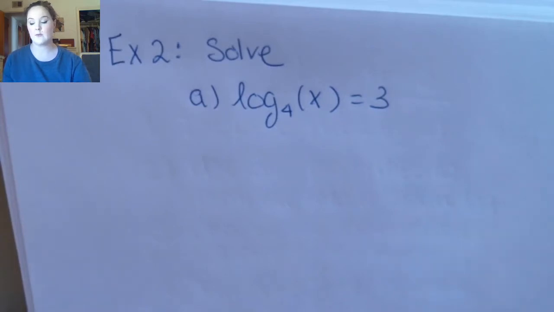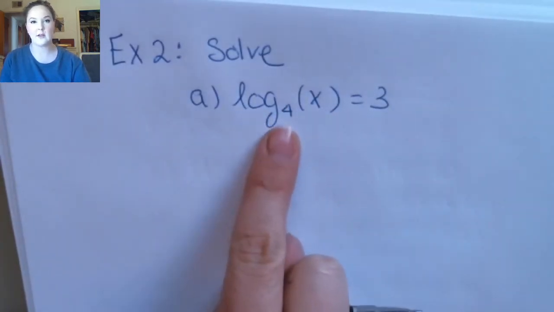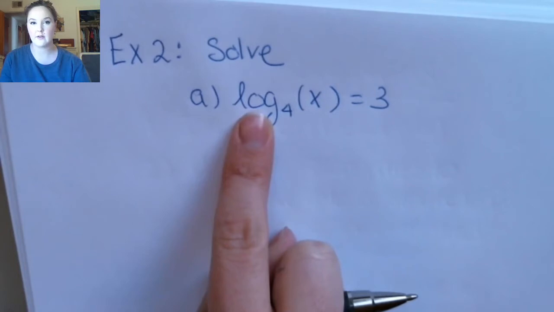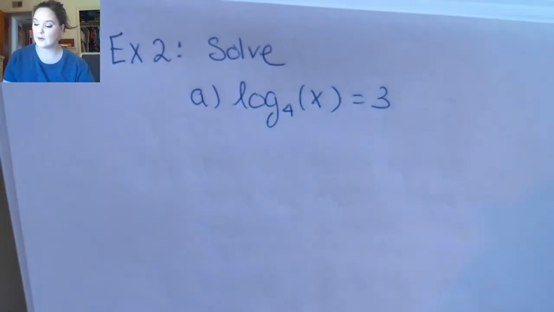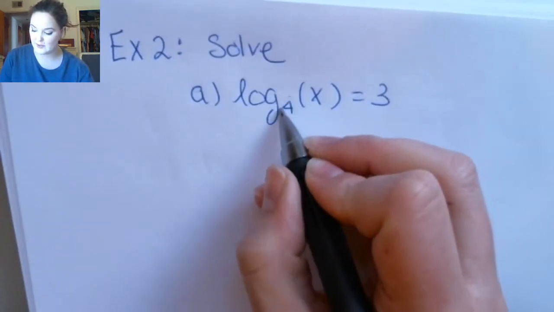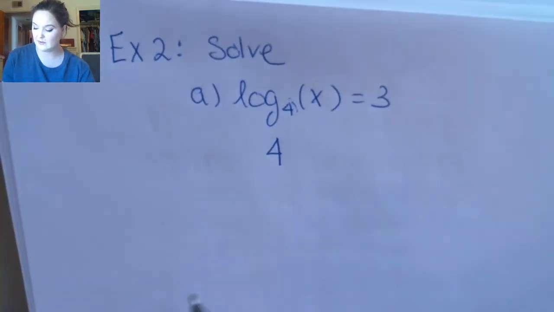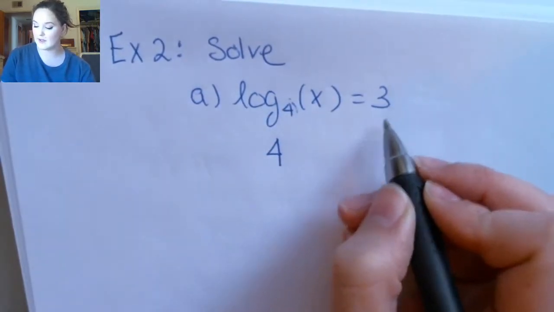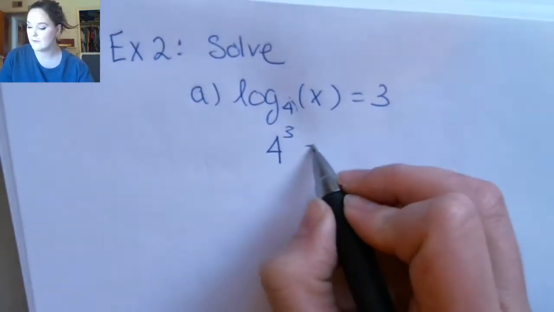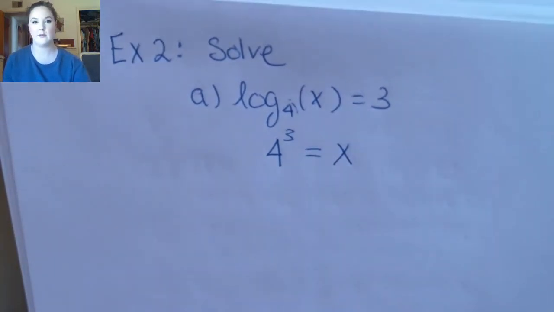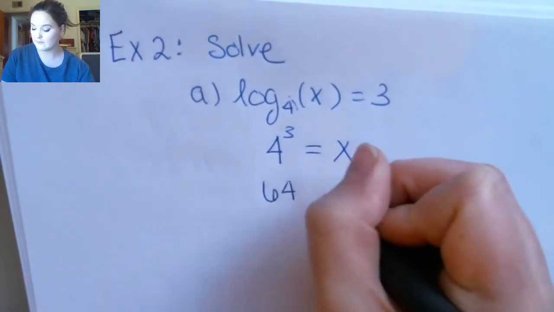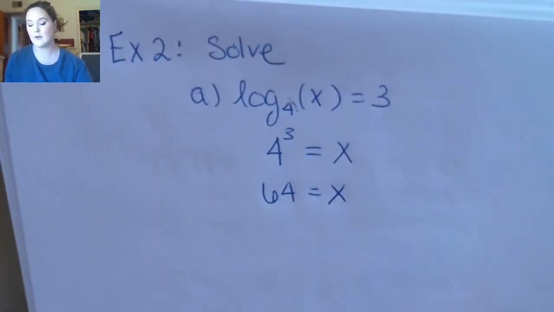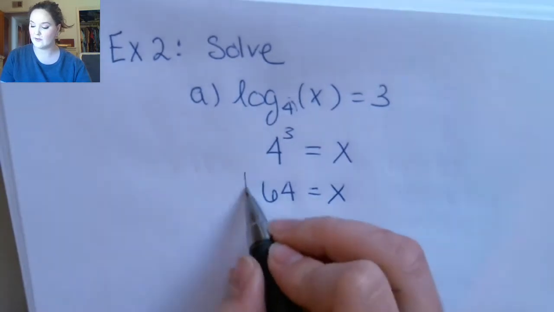Okay, so the log is already isolated. There's only a single log. So the preparatory steps where you get it ready to change to exponential form are already done. Now we're going to change it to exponential form, so the base of the log becomes the base of the exponent. Remember a log is an exponent, so this is the exponent here, and then the x is the answer. So 4 cubed is 64. We're finished solving for x.